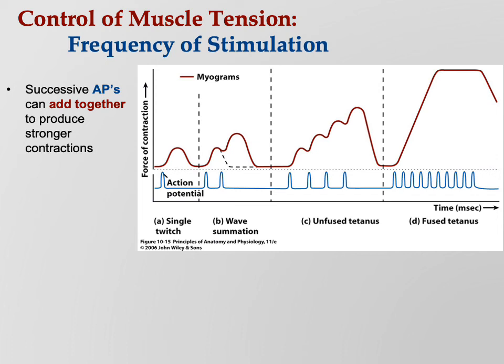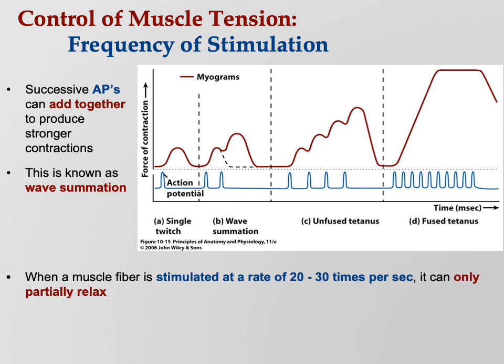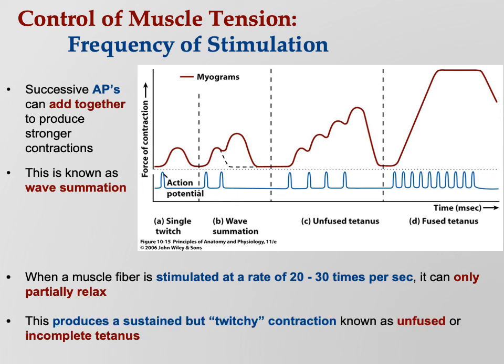Till finally over at D, fused tetanus, this is where you can't even detect individual twitches anymore. This is where the muscle is basically maximally contracted. This is called wave summation. When a muscle fiber is stimulated at a rate of 20 to 30, it can only partially relax. When it produces a sustained but twitchy contraction, known as unfused or incomplete tetanus.